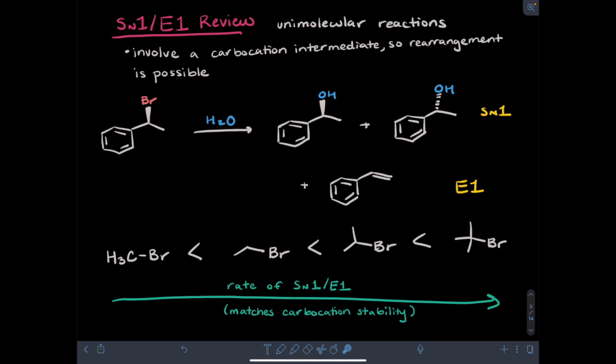Rates of SN1 and E1 are opposite those of SN2. These rates would be exceptionally slow for a methyl halide, still really slow for a primary alkyl halide, and still really slow for a secondary alkyl halide. Typically, you're going to see tertiary alkyl halides or ones that are resonance stabilized. This trend in rates matches our stability trend for the carbocation intermediate.